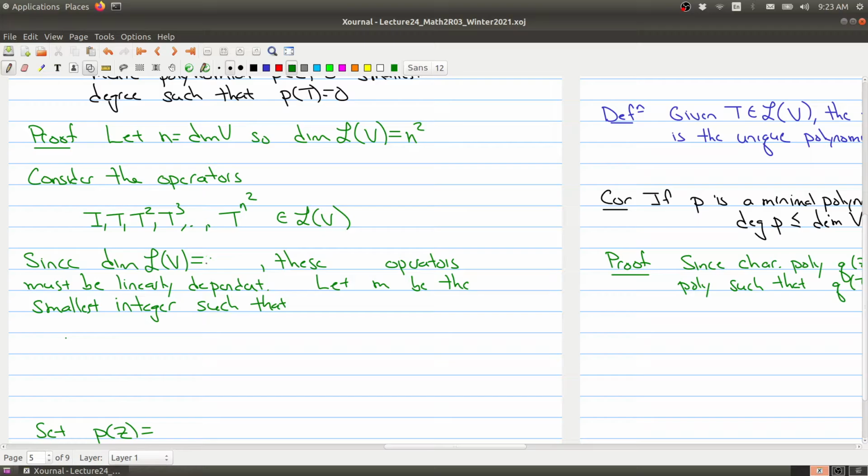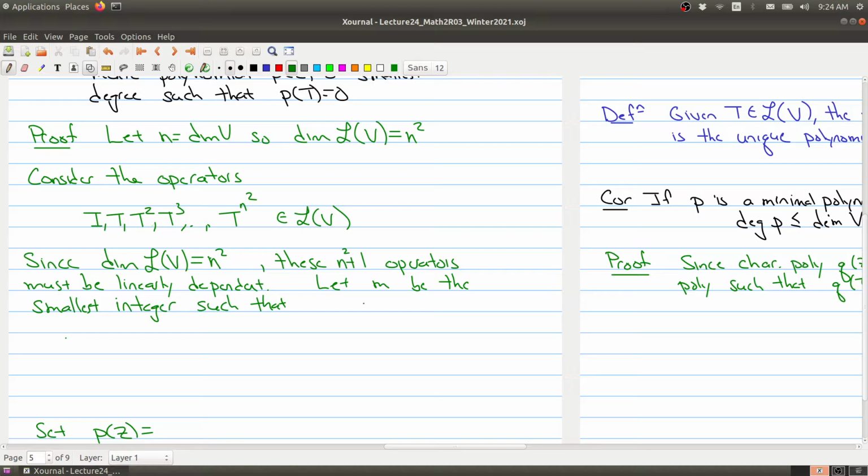Now, since the dimension of this space is n squared, and we have n squared plus 1 operators, hopefully you can see that we have n squared plus 1 because you start your counting at 0: 0, 1, 2, 3, up to n squared. Because this is a vector space, we have more operators than the dimension, so they have to be linearly dependent. There's some linear combination of these that gives you 0.